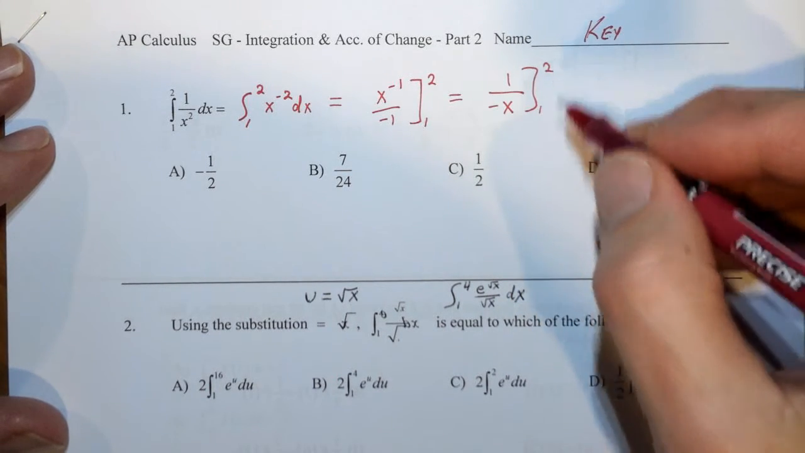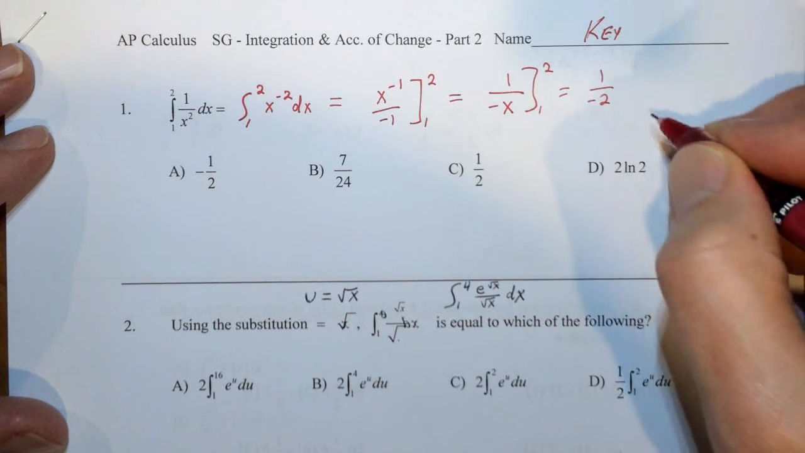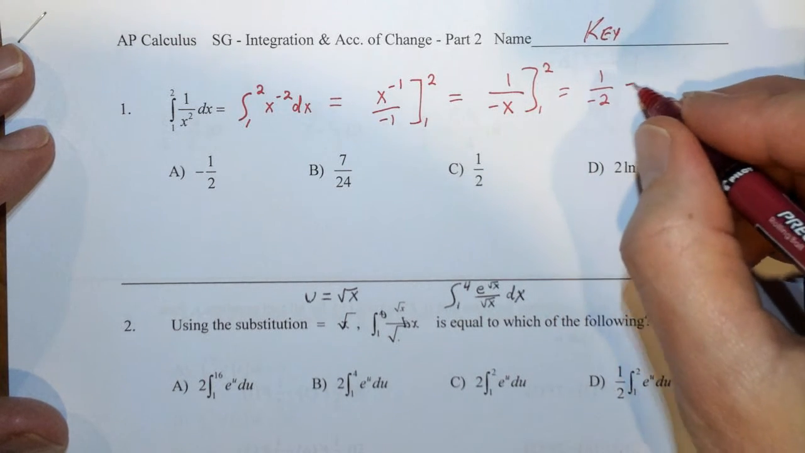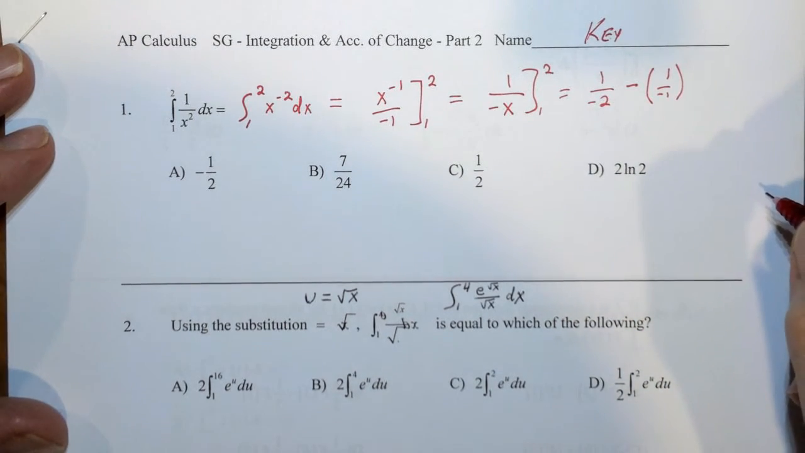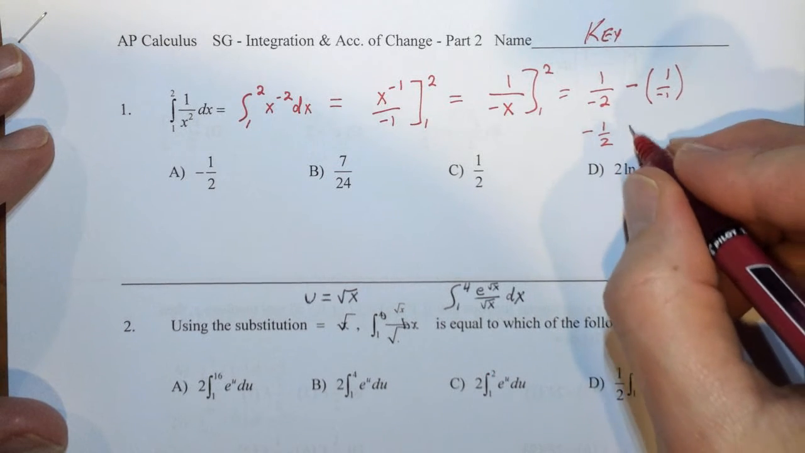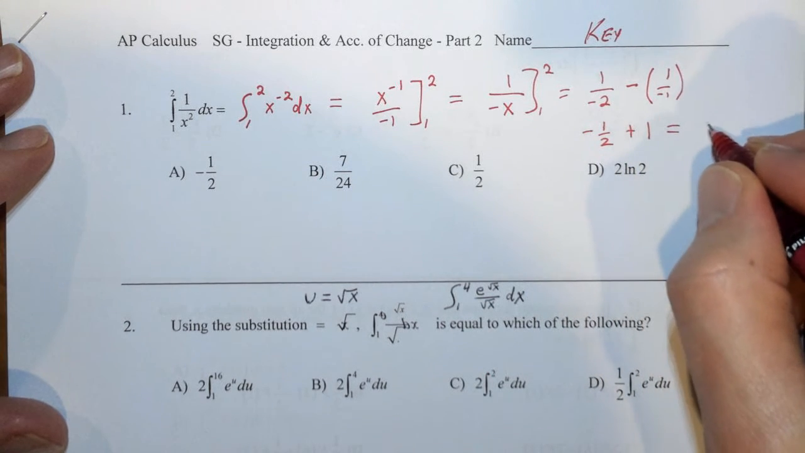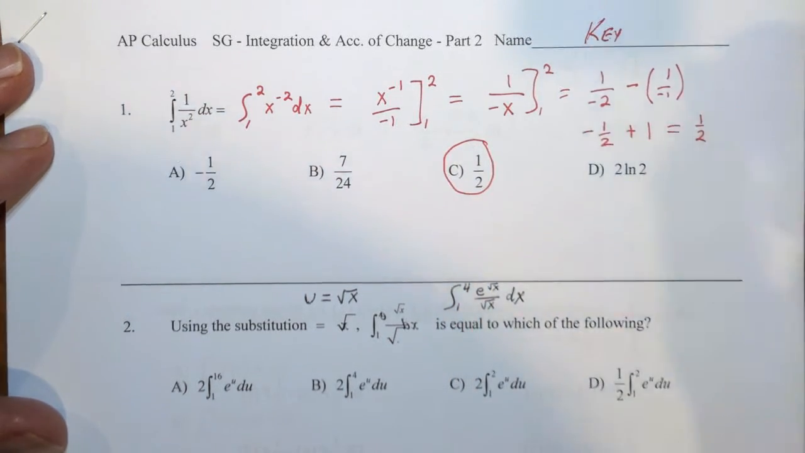The fundamental theorem says plug in the 2 first. So we have 1 over negative 2, or negative 1/2. It doesn't really matter where the negative sign goes, minus 1 over negative 1. Okay, so negative 1/2, and then minus negative 1. That's the same thing as plus 1. Negative 1/2 plus 1 is 1/2. So our answer is going to be C.